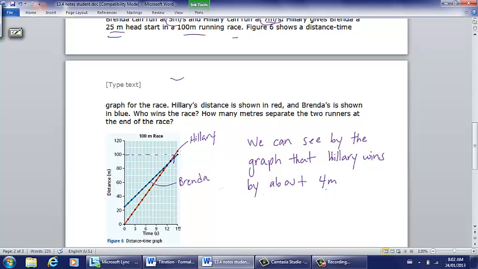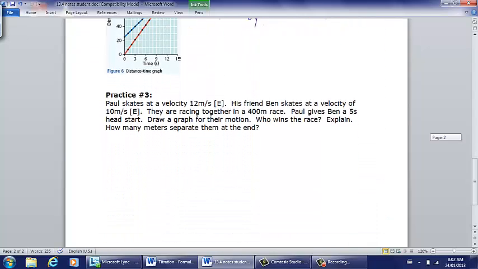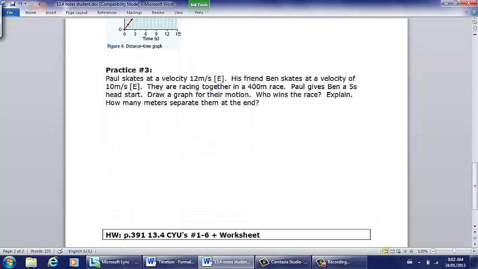Okay, one more example. And this example is going to get you to draw a graph and figure out the answer to this race. So looking at here, we have Paul and we have Ben. And Paul can skate at 12 meters per second, and his friend Ben skates at 10. And they're racing together in a 400-meter race. So Paul gives Ben a 5-second head start. We want to draw a graph for their motion to figure out who wins.